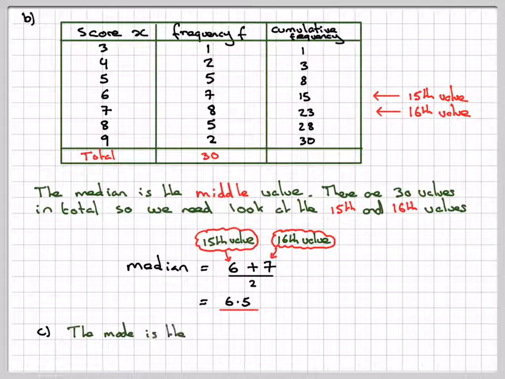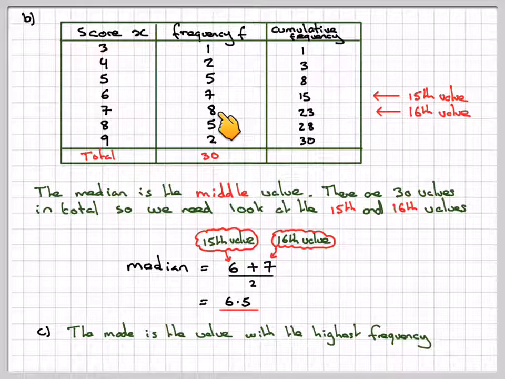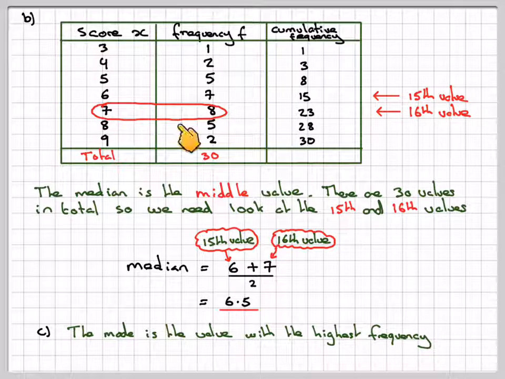The mode is the one with the highest frequency, so just look down this column, which has the highest frequency, this one here, 8. I'll just put a ring around that, so the mode is going to be 7. Now, all this can be done on the GDC, well, the mean and the median can be done on the GDC; the mode can be just done by looking at the table.